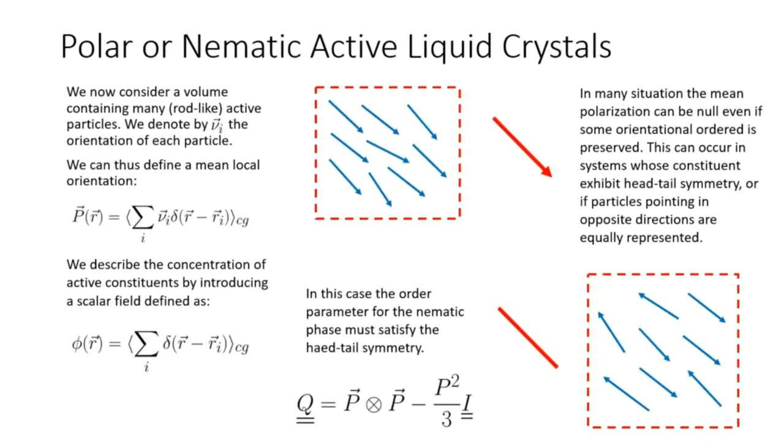And for the moment, even if the directional order is not preserved, you can have a nematic order, where you may lose the polar symmetry. I mean, you may have some head-tail symmetry, and in that case, the system is no longer polar, but is considered a nematic system and must be described with a tensor order parameter, commonly known as a nematic tensor, that is invariant under head-tail operations.